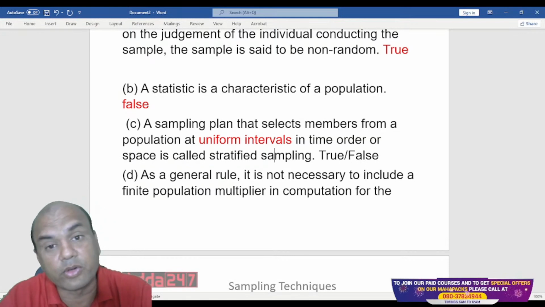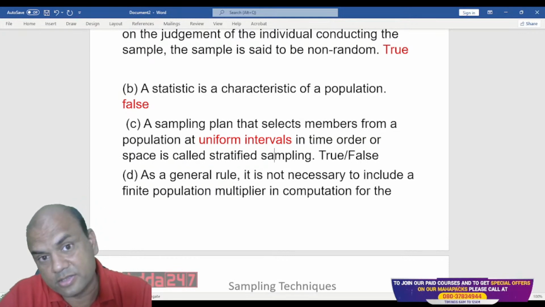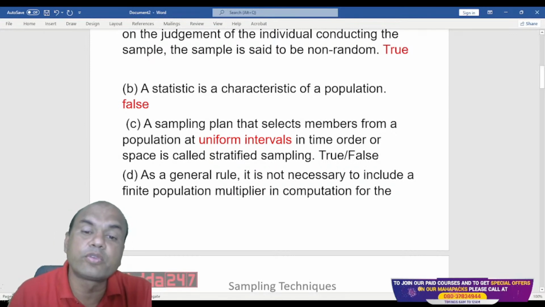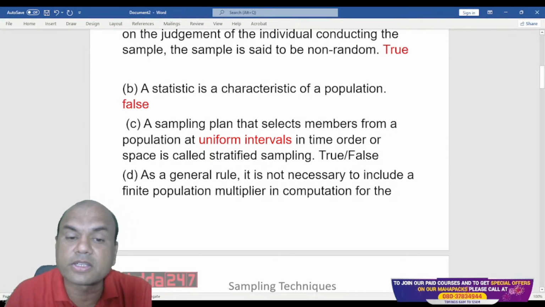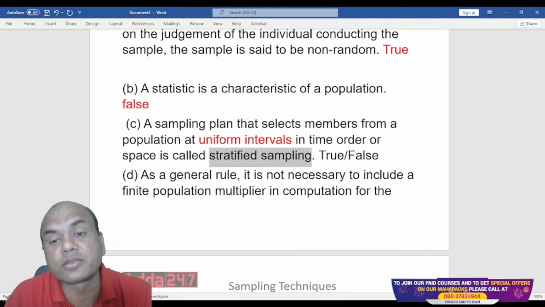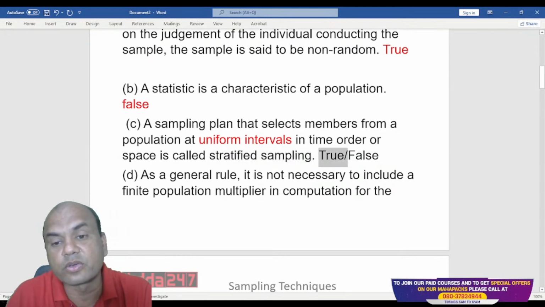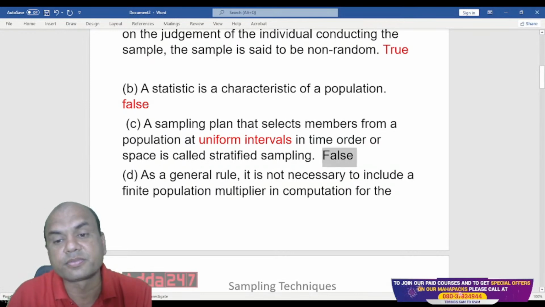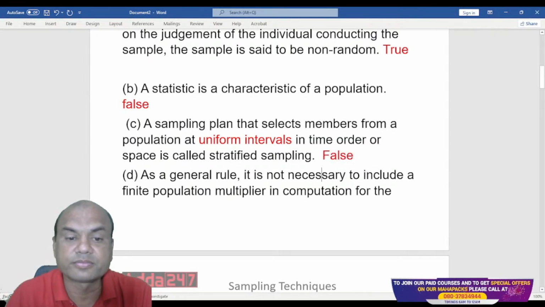Now all of you have to search it. You might have the answers also. So this is uniform intervals, means it is not stratified sampling. It is called as systematic sampling. So the answer over here is false again. Okay? It is false. Got it, everyone?